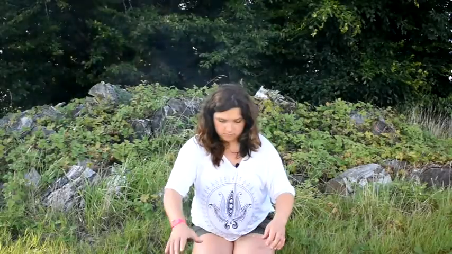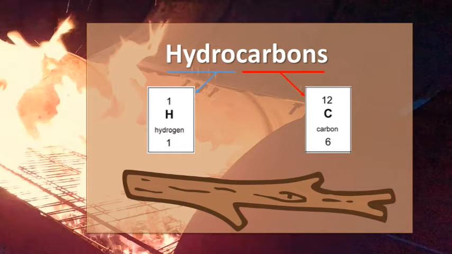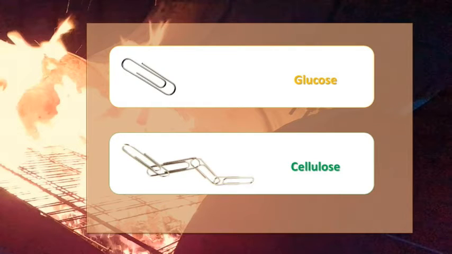So when we burn things, we are usually burning things called hydrocarbons. So things like wood, coal, oil, and these are called hydrocarbons because they contain the elements hydrogen and carbon. So taking wood as an example, wood contains a substance called cellulose. Cellulose is a polymer made up from glucose molecules.